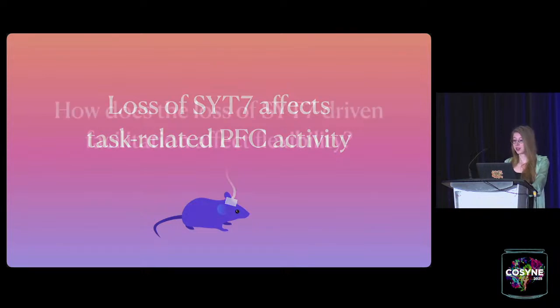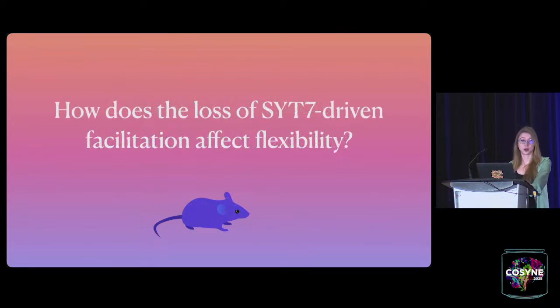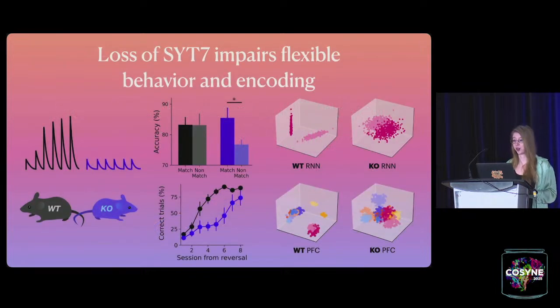To bring it all together in the context of our driving question, our data suggests that while basic learning doesn't require SIT7-driven facilitation, flexible updating might be impaired when it's been disrupted. We see that SIT7 animals show behavioral deficits in tasks requiring adaptation to new rules. Modeling shows that removing facilitation impairs the network's ability to remap its weights to solve a new task. And PFC recordings showed reduced separation between neural states corresponding to different task events during learning.